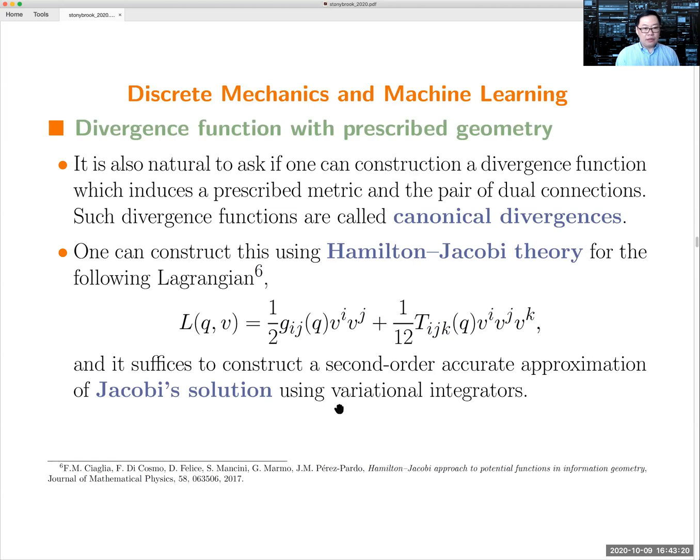So it at least seems suggestive that there is a natural way in which you can think of divergence functions as being related to objects which are known to be important in discretizing mechanical systems. And conversely, you can use some of the tools developed in discrete mechanics to construct, amongst other things, canonical divergences.